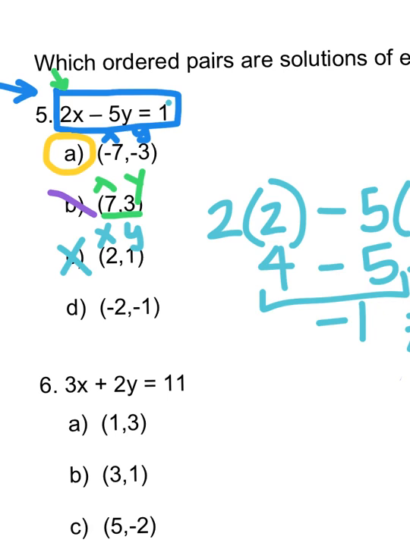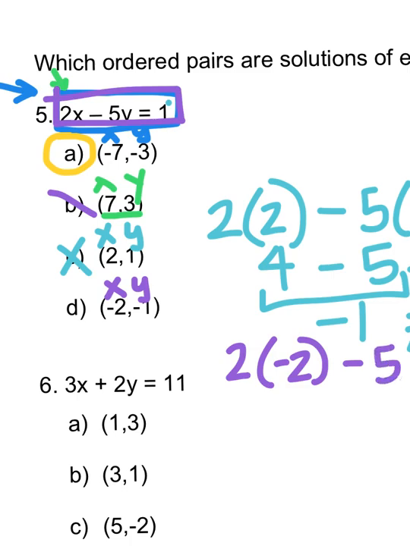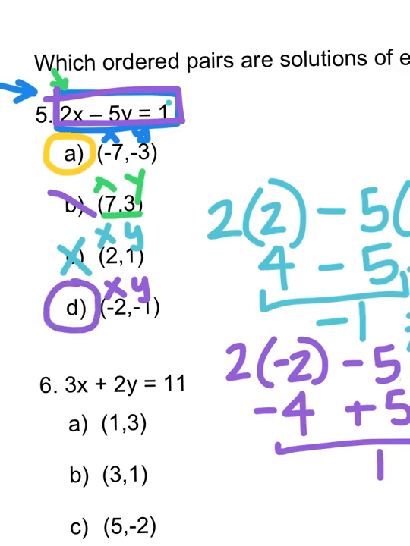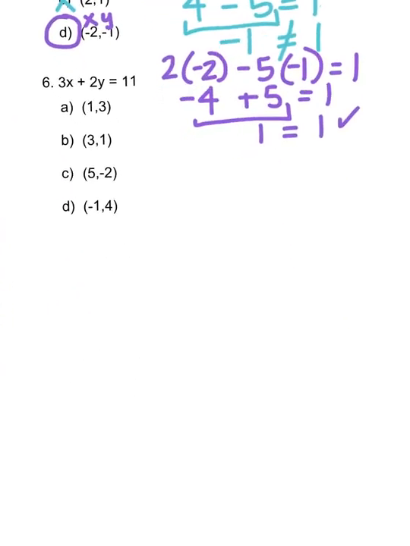Let's try D now. I'm going back to my equation up here. 2 times my x value, which is -2, minus 5 times y, which is -1, equals 1. If that is true, then we have a solution. If it's not true, it's not a solution. When I simplify this side, it's 1. 1 does equal 1, that's true, and so therefore A and D are solutions to this equation. Let's move on to number 6.